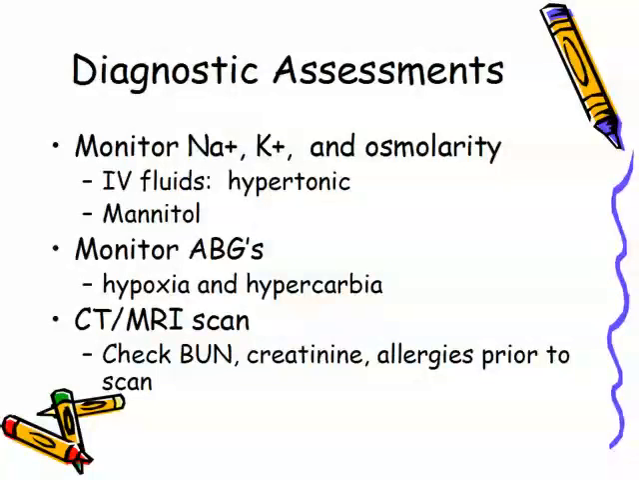Remember, if the values of the O2 get too low, where the patient has hypoxia, or the values of the carbon dioxide get too high, then that patient can actually develop cerebral vasodilation, which can add to that increased intracranial pressure and make the problem even worse. So other diagnostic tests are going to include CTs and MRIs, and of course, just a reminder to always check BUN and creatinine and allergies prior to a patient having any of this type of scanning done.